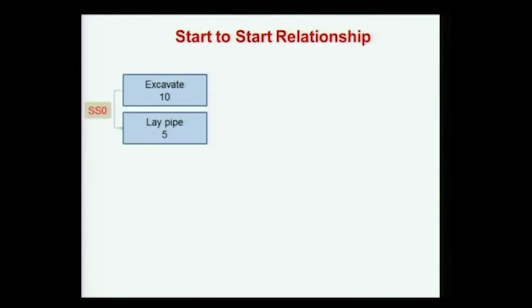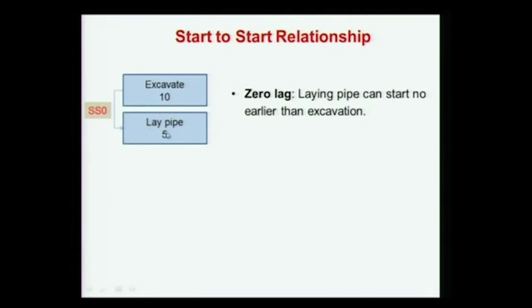Okay, if we take a start to start relationship, for example, here is a start to start with a lead lag of 0. It might not be possible, but what this says is that laying pipe, the successor activity, cannot start earlier than excavation. That is the constraint.